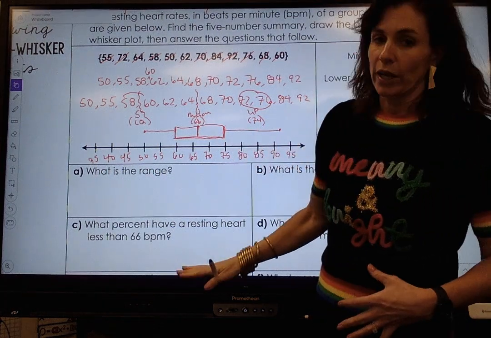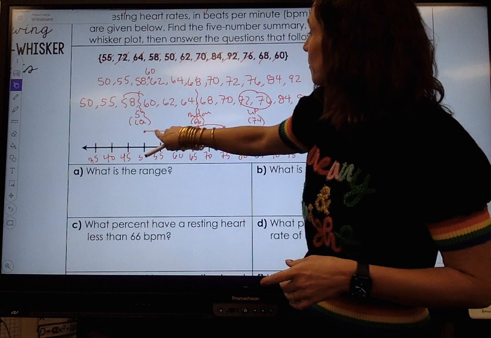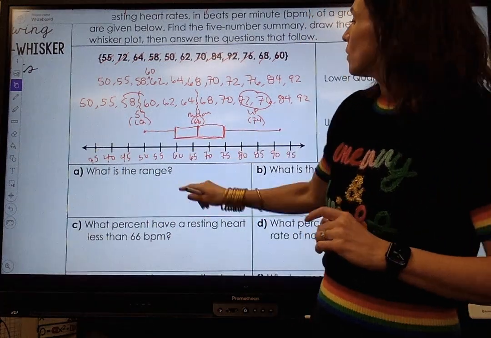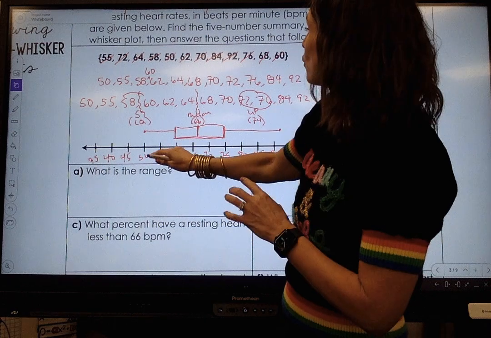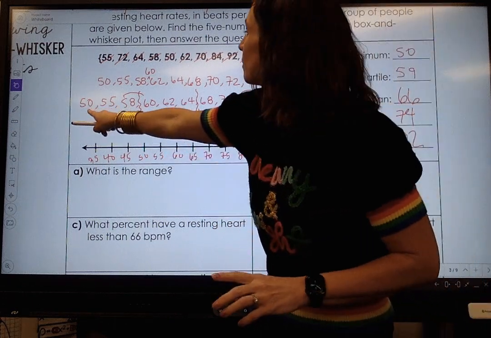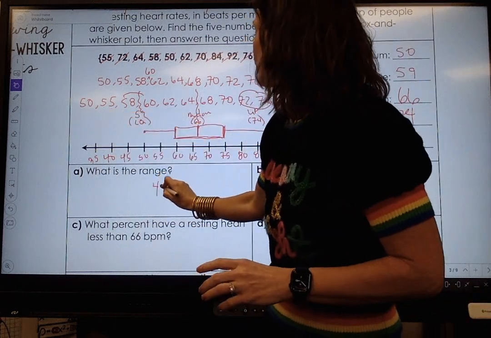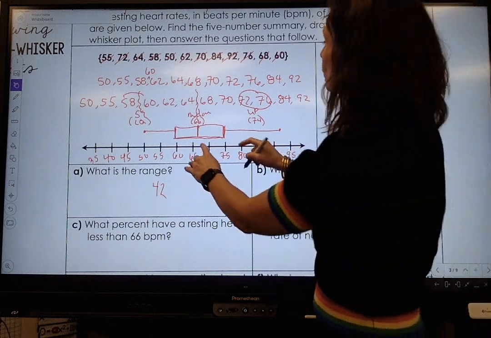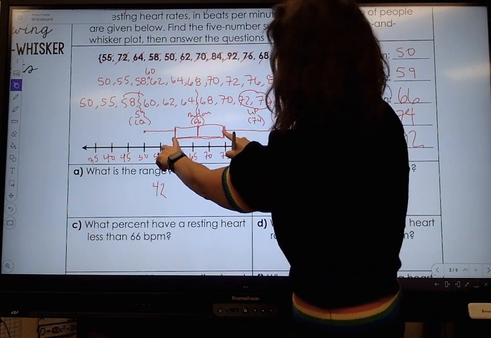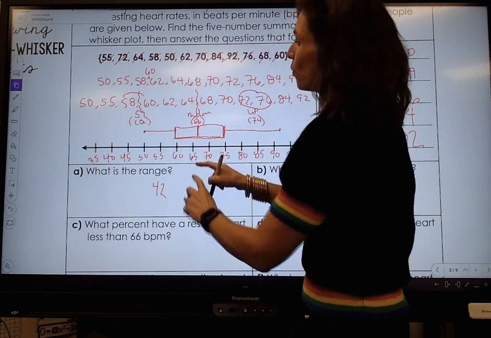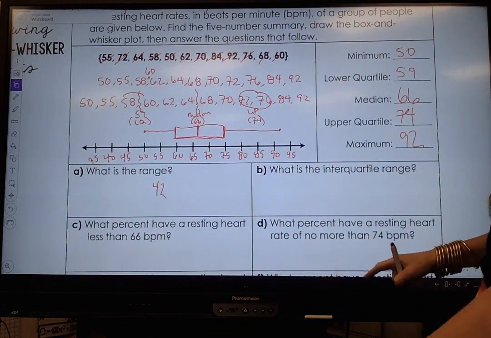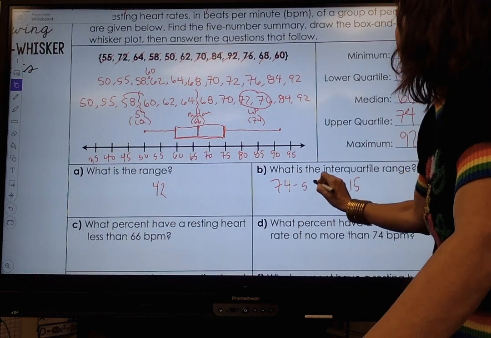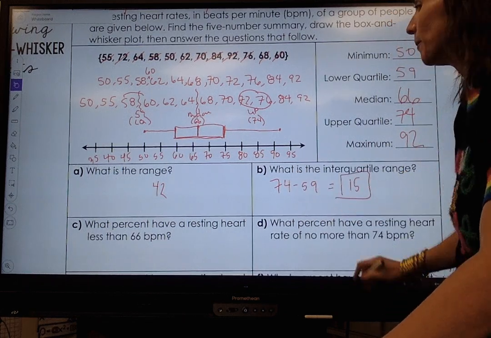Now let's get to the questions. Remember, each of these quartiles represents 25% of the population. So the range is just my greatest point to my least point. So the range is going to be 42. What is the interquartile range? The interquartile range, remember, is from your lower to your upper quartile. So 74 minus 59 is 15. And how did I get it? I did 74 minus 59, so that's 15.